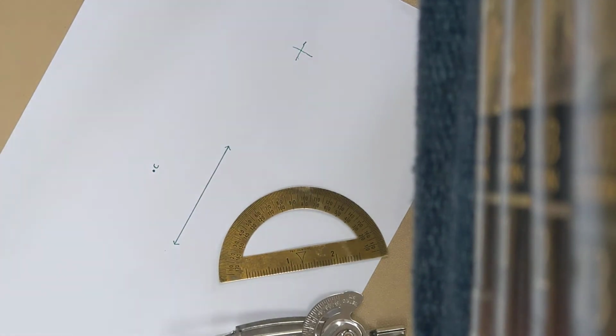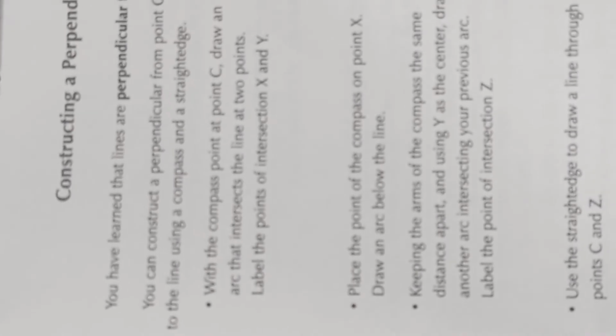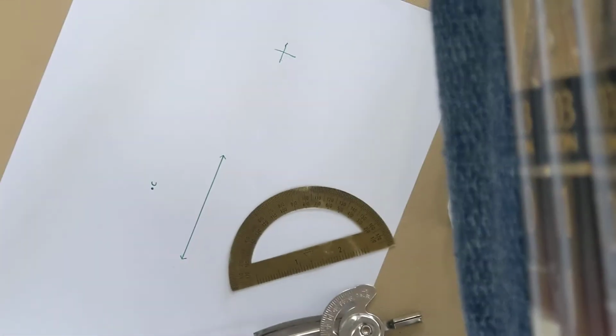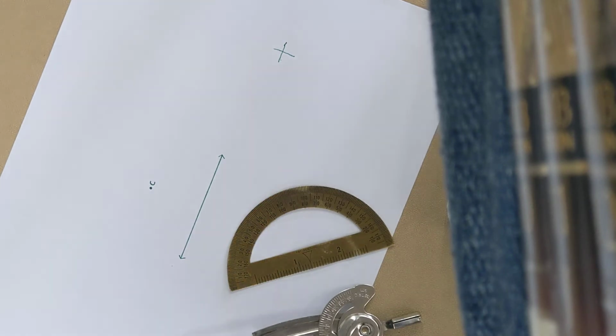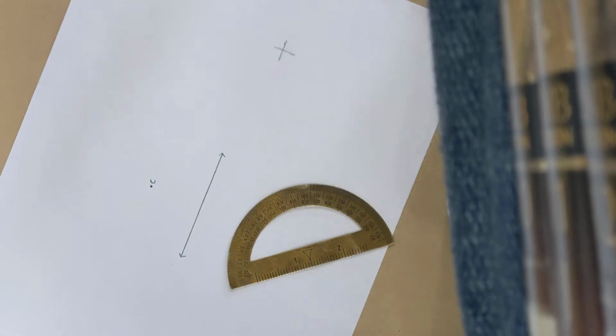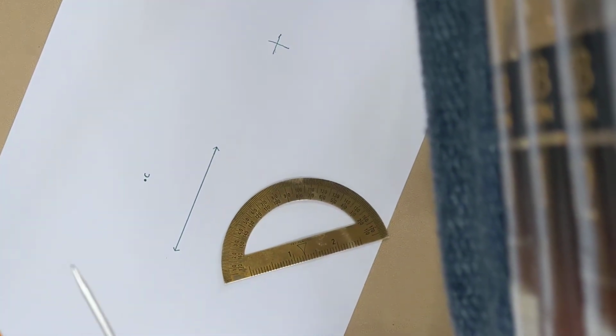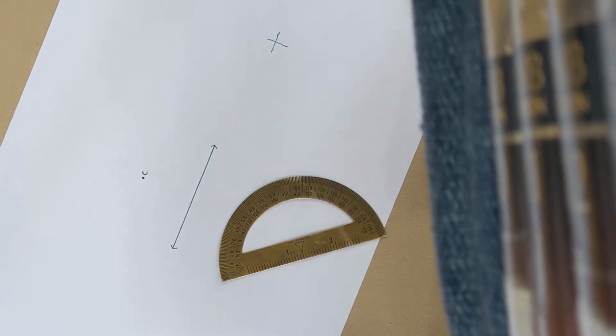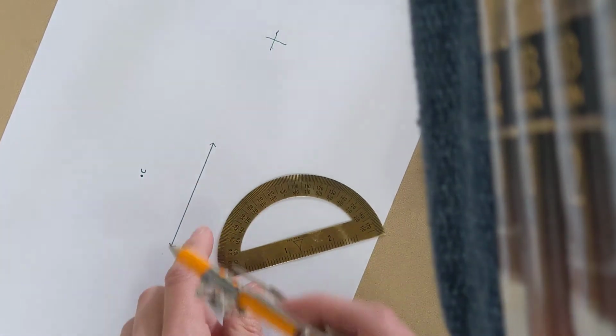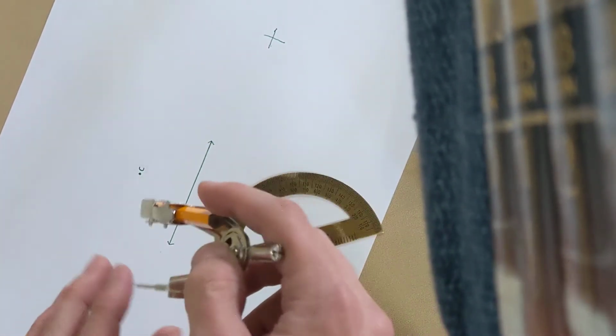These 3 steps right there, all right? So you guys can follow along. So the first step says with the compass point at point C, so here's our point right here. With the compass at point C, draw an arc that intersects the line at 2 points, all right? So we need an intersection at 2 points on our line.